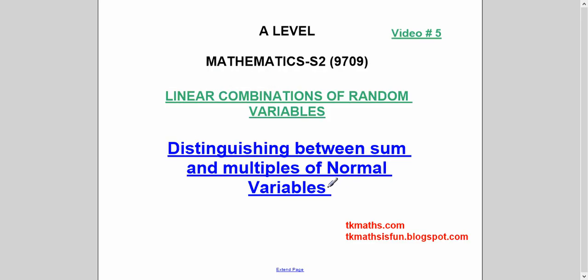In the next and last video, we will see 1 or 2 examples to distinguish between the sum and multiples of normal variables, where students usually get confused.